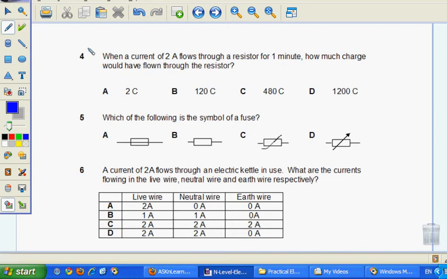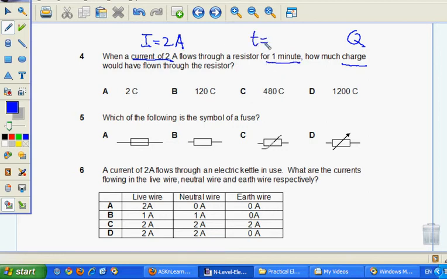Now we're at question 4. It asks how much charge. Once we see the word charge, we first recall the symbol, which is capital Q. A current of 2 ampere means my current I is equal to 2 ampere. So it's good to recall all the different symbols. Current is I, and 1 minute is the time t.